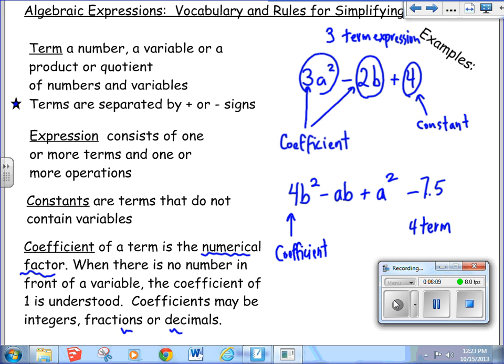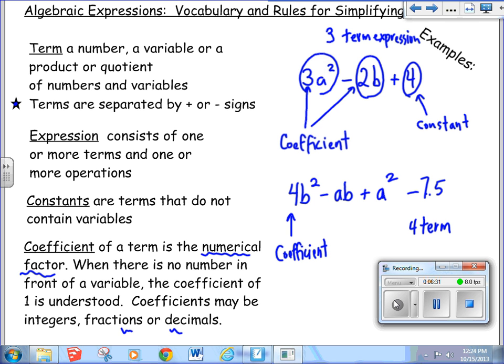Would I be correct to say that the second term doesn't have a coefficient? That the second term does not have a coefficient? Would that be true or not? Yeah? It would be true because it doesn't have a numerical. We don't see a numerical factor there.